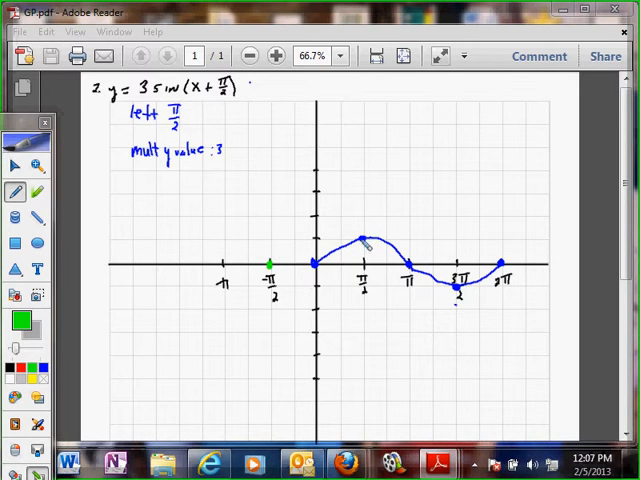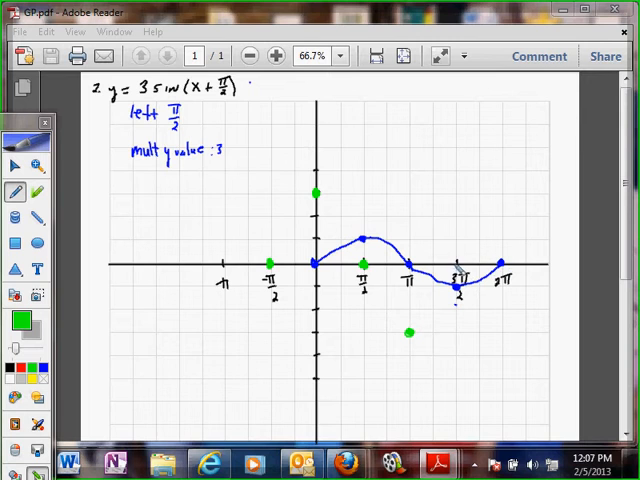Now I'm at this point. I have to go left pi halves, which places me here. Then I have to multiply the y value by 3. The y value here is 1. 1 times 3 is 3. That puts me up here. Now I'm here. Left pi halves puts me to here. The y value is 0. So 0 times 3 is 0. That point stays there. I'm at this point now. Left pi halves takes me to here. Multiply the y value times 3. The y value here is negative 1. Negative 1 times 3 is negative 3, which takes me to here.